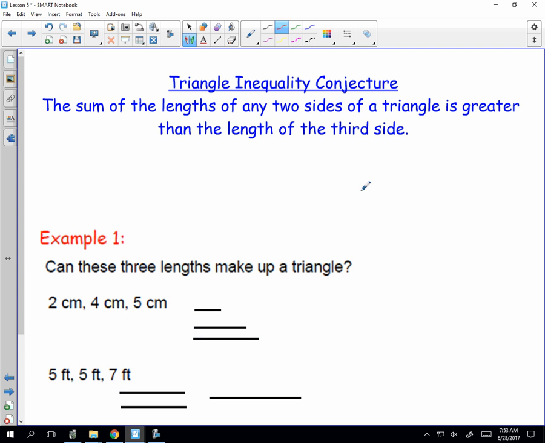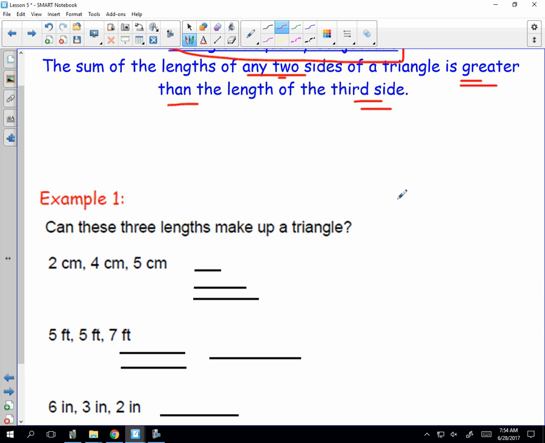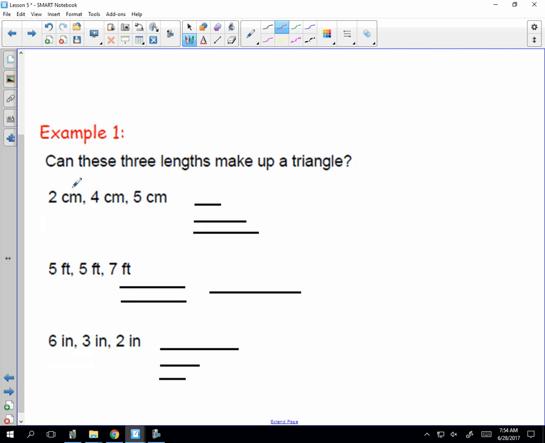In our first situation, we're looking at what we call the triangle inequality conjecture. The sum of the lengths of any two sides of a triangle has to be greater than, it can't be equal to, but it has to be greater than the length of the third side. Let's see why this is important. In example 1, we've got a 2 centimeter side, a 4 centimeter side, and a 5 centimeter side, and I have those pieces here. We want to understand, can these make a triangle?